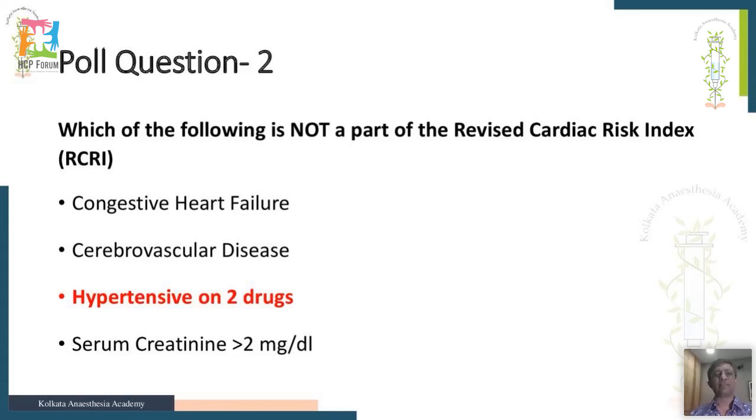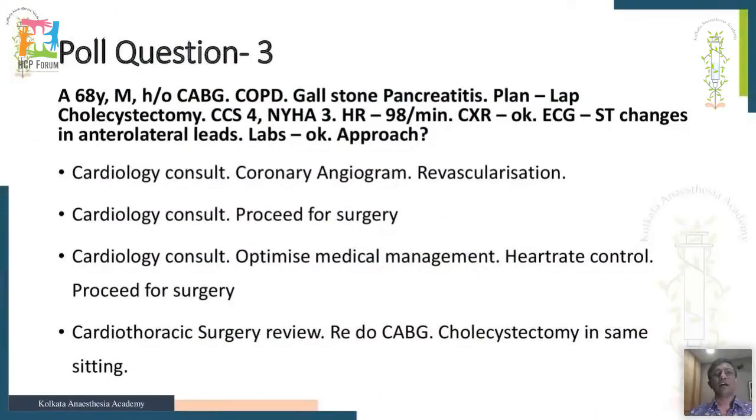Many people would have done what I would have done. CABG, COPD, gallstone pancreatitis. These are the things that need to be fixed. The CCS of 4, the NYHA of 3, the heart rate of 98. Send them, of course, for a cardiology consultation.